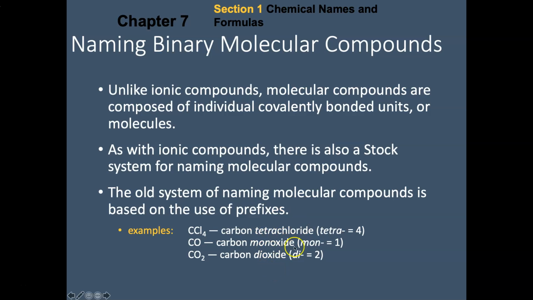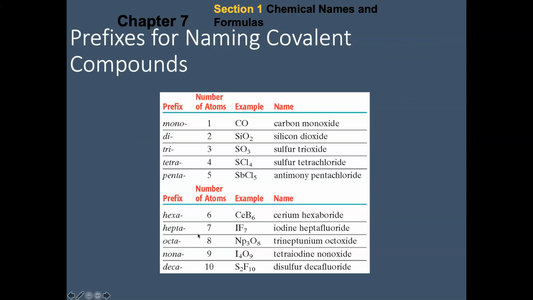So mono means 1. So the CO gets carbon monoxide. Carbon with 2 oxygens gets carbon dioxide. And then carbon with 4 chlorines, again, we're going to drop the ending of the second thing, so INE becomes IDE. And we're going to get tetra because that means 4. So we're going to follow some of the rules from the previous type of naming, and we're going to introduce the prefixes idea.